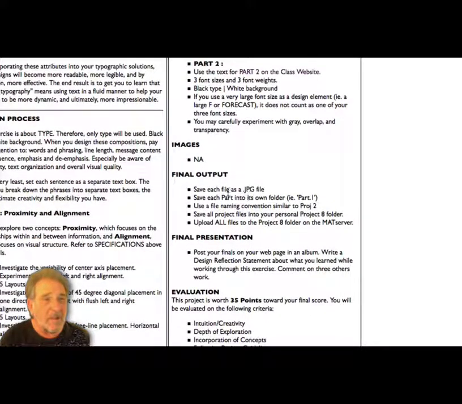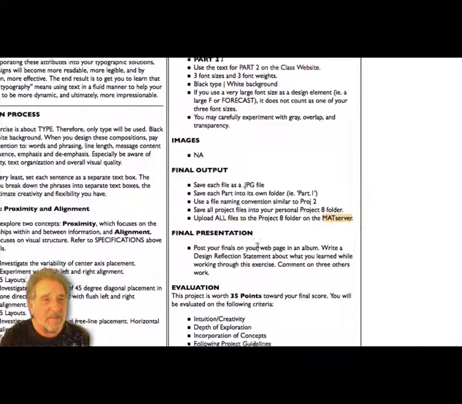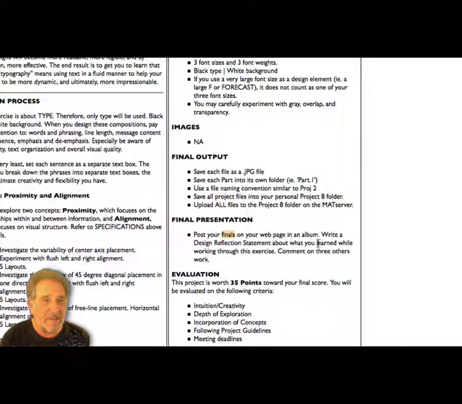Okay, you will save everything as a JPEG file. You will save each part in its own folder. So part 1 will have its folder. Part 2 will have its folder. You'll use essentially the same naming convention that you used in project 2. If you recall, part 1.1, part 1.1.2, part 1. So anyway, you'll save everything into your project folder and you'll upload everything to the MAT server. In the final, you will put your finals on the web page, make an album, write a design reflection statement, critique 3 others' work.